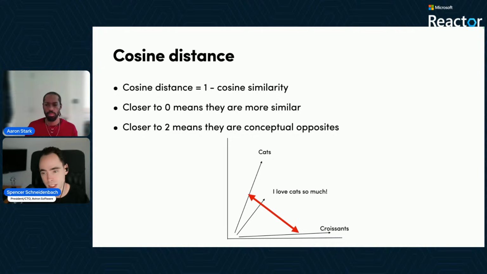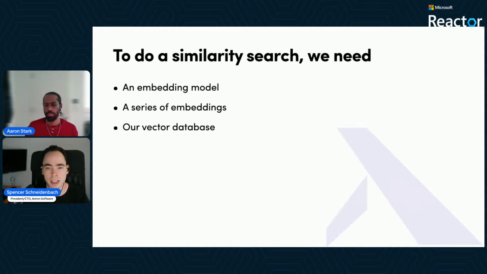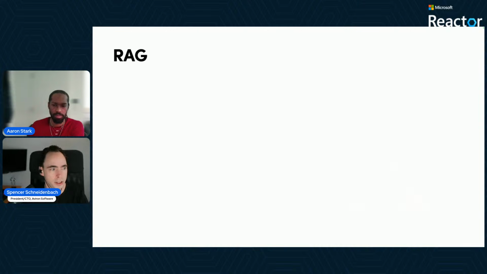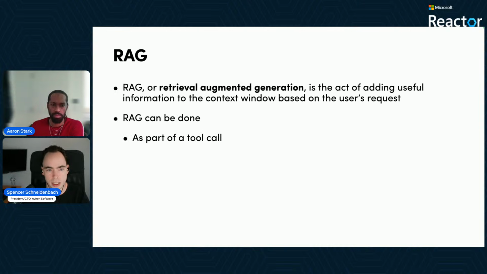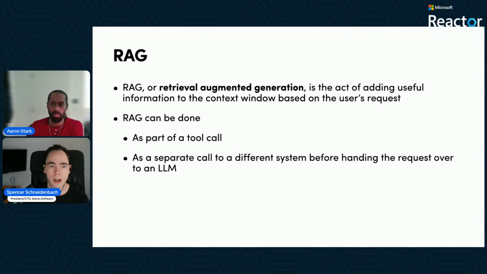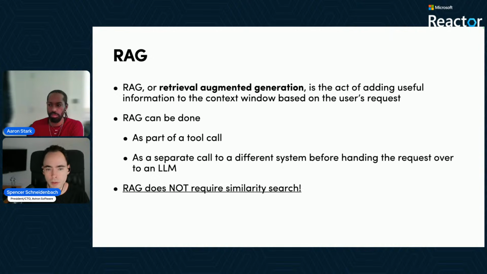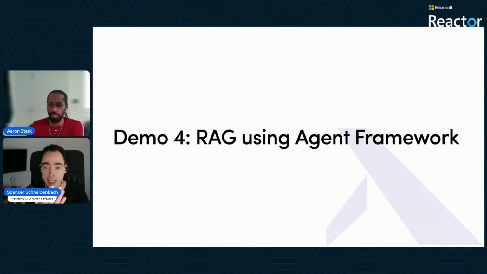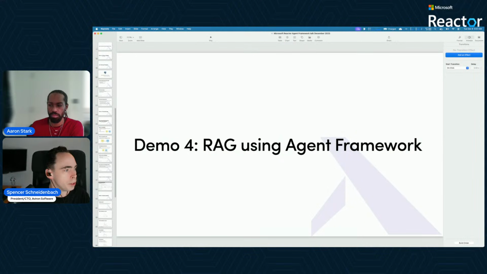So we could talk about this all day, but we've got to get to where the rubber meets the road, which is that in order to do a similarity search, we need an embedding model, a series of embeddings, and our vector database. And that's where RAG comes in. RAG is retrieval augmented generation, the act of adding useful information to the context window based on the user's request. We can do it as part of a tool call, or as part of a separate call to a different system before handing the request over to an LLM. It doesn't require similarity search, but what I'm going to be demoing for you is how we would RAG inside of Agent Framework.